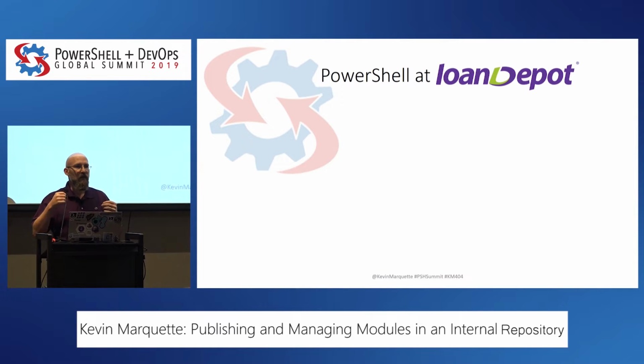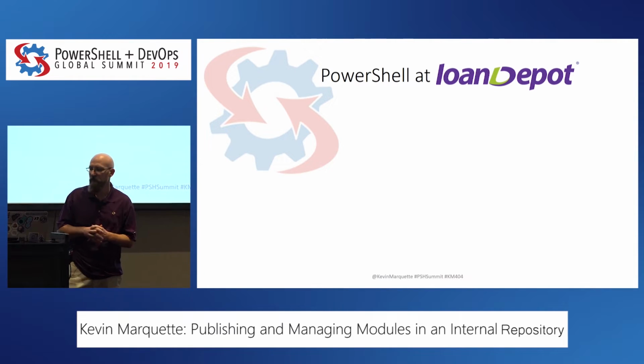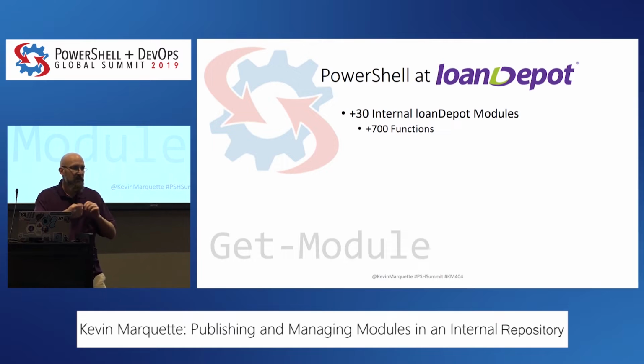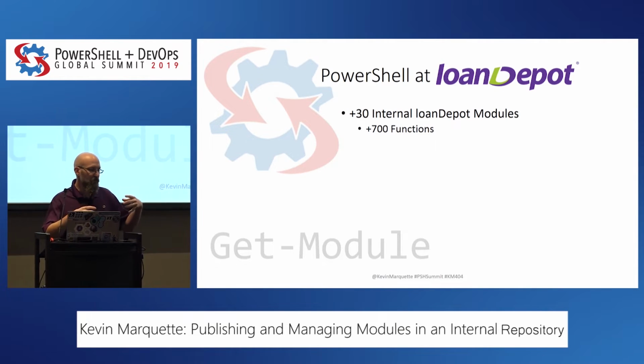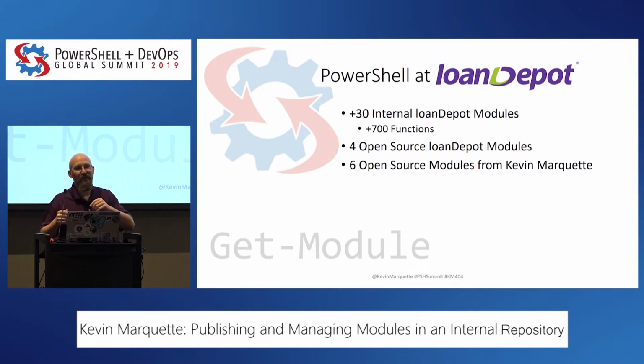Like Lowe's Depot, we use quite a bit of PowerShell. It drives our whole automation pipeline for everything we do. We've built quite a few modules, like 30-some internal modules and 700-some functions. That really drives every aspect of our day. And not only do we have lots of modules internally, we're starting to do more with the open source community. We're open sourcing a few modules, and I've got several of my own personal modules that we're building and pulling internally to work on stuff.